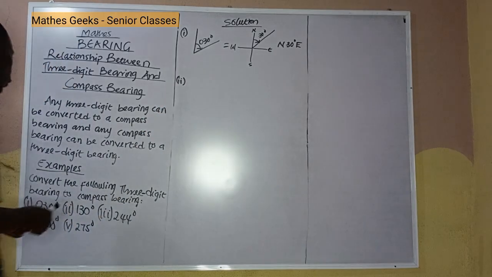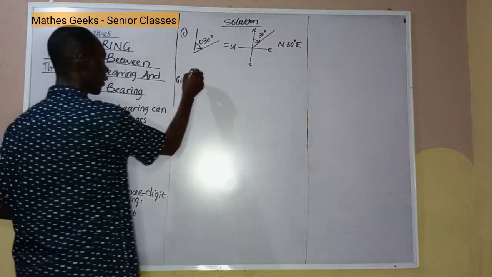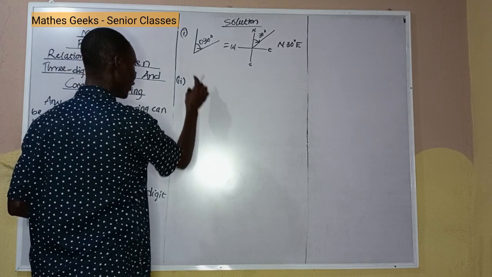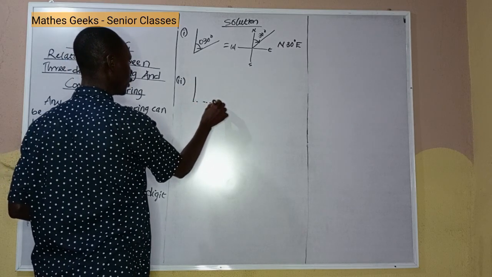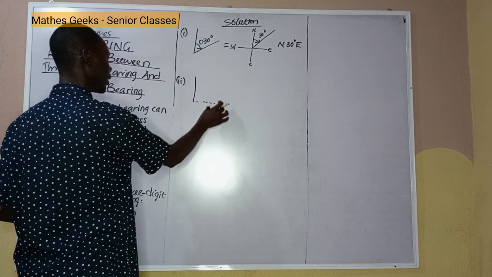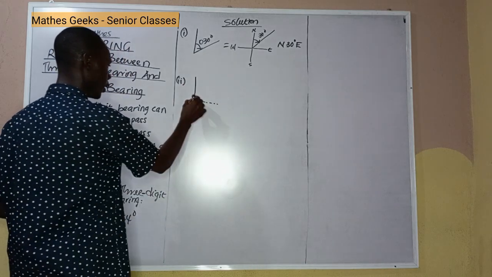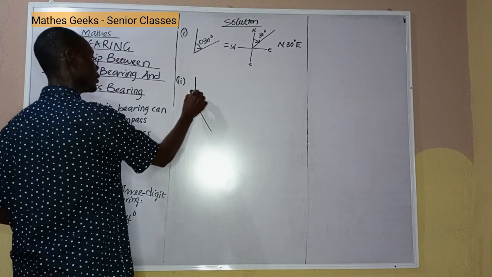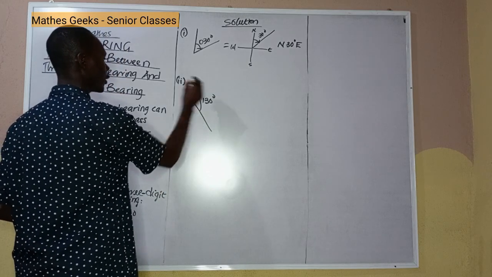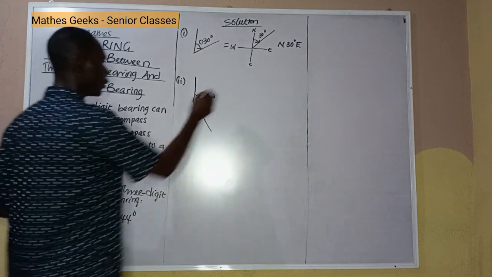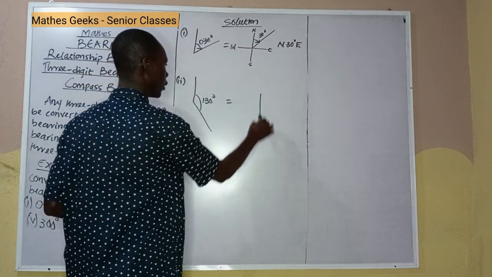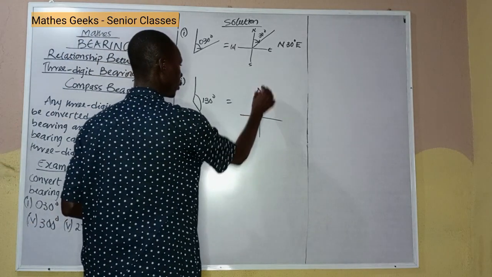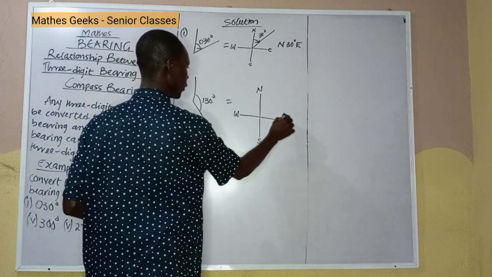It says 130 degrees. So 130 degrees in 3-digit bearing would look like this, because you already know that this is our north, and then going this way is east. In between the north and the east is 90 degrees, and then you're going to have something like this. So this is 130 degrees in 3-digit bearing. Then this should equal, in compass bearing, north, south, west, east.